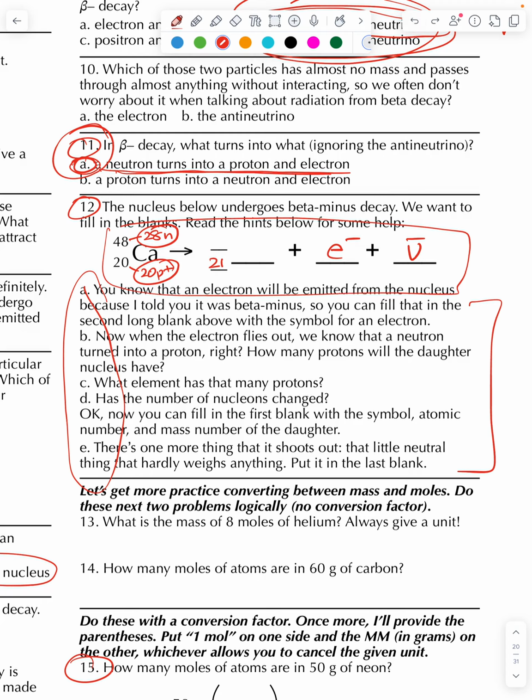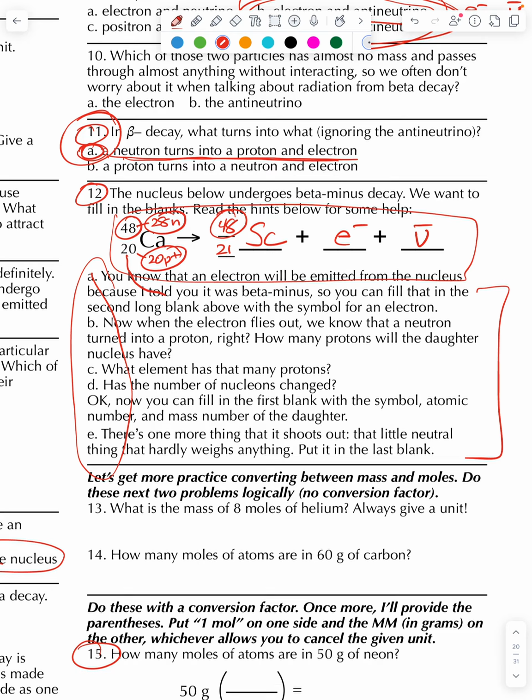So what is element 21? You look it up, and I believe that's scandium. If I'm wrong, excuse me. So notice a couple of things here. In beta minus decay, what's happening is it's turning into the next element in the periodic table. But the mass number stays the same, if you can read my handwriting there, okay?